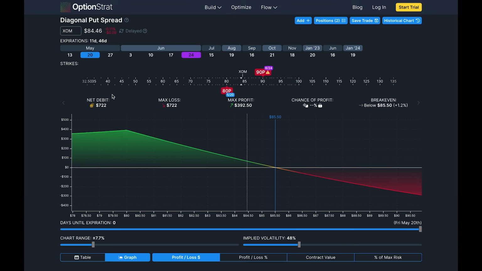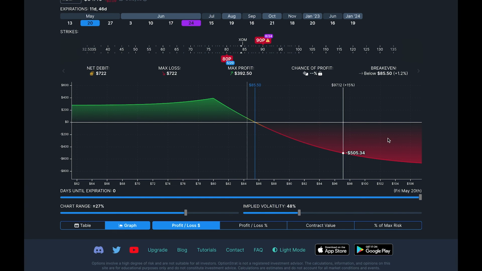That's the max we could actually lose, but we can gain up to $392.50 if at the short put expiration the stock was exactly at $80. Now, this again is going to work just like the diagonal call spread, except in the opposite direction. So what you can see is the stock price right here in this dotted vertical line. And as the stock price decreases, you're going to gain more and more money. So the max you can lose, again, is your $722 if the stock just increases. But if it decreases, you can still see that you're making all of this money potentially.